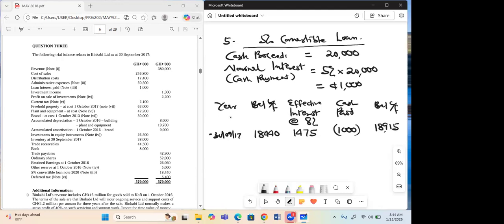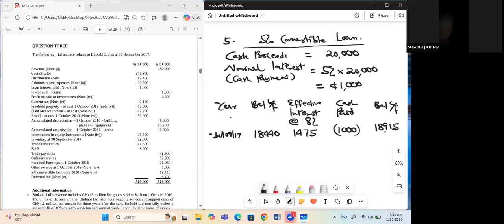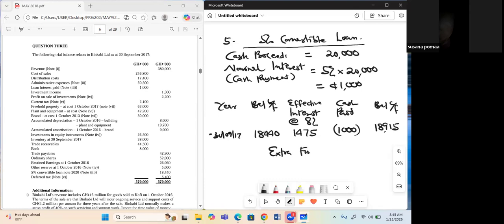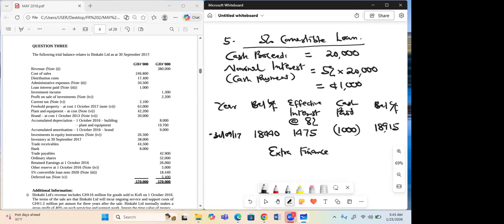Right? Yes, sir. Now, as usual, this will bring you an extra finance cost. Remember? You just got a similar example.